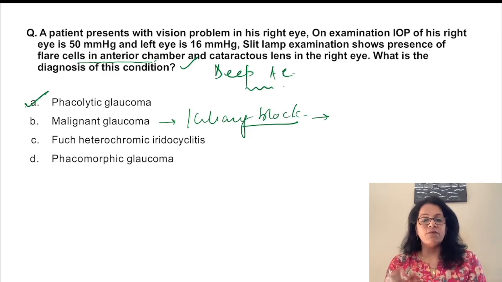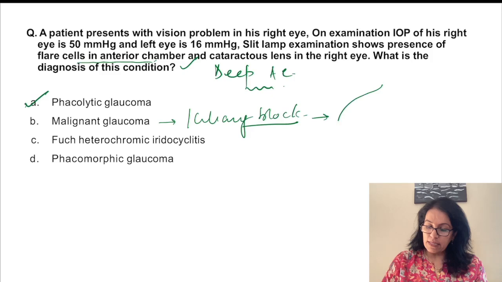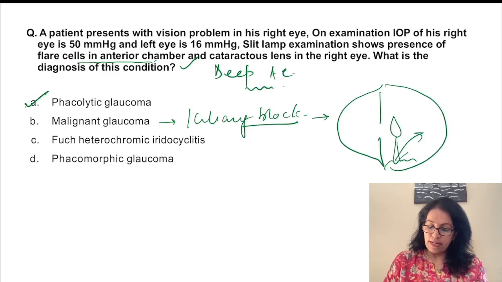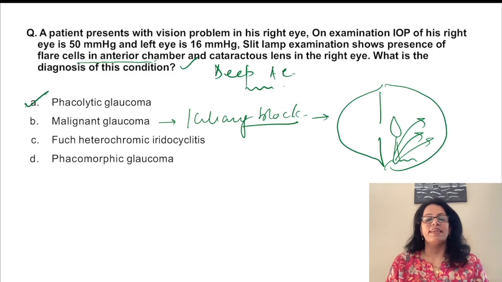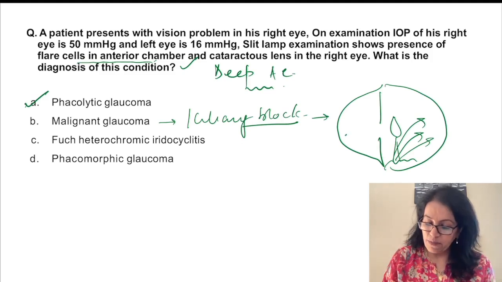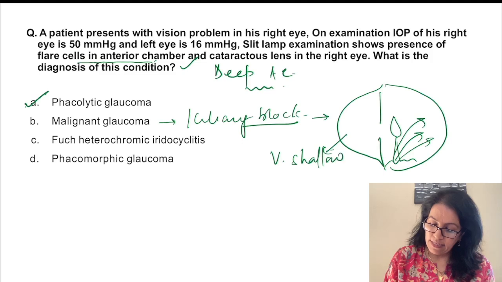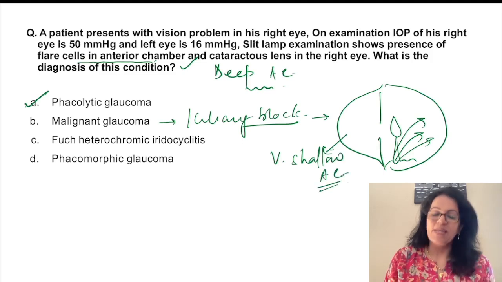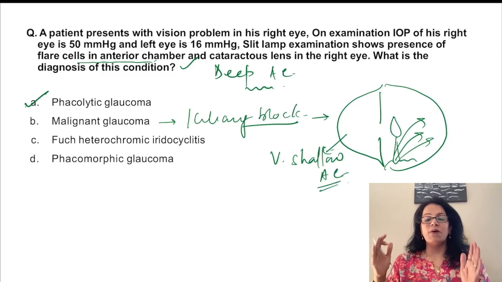Irido-lenticular touch, right? What is happening? The aqueous is sequestered in the vitreous cavity. The aqueous is not flowing anteriorly, it is being collected in the vitreous cavity. That is pushing the lens iris diaphragm anteriorly, and when it is pushed anteriorly, that is leading to a very shallow anterior chamber. Okay? So this is what ciliary block glaucoma or malignant glaucoma is.